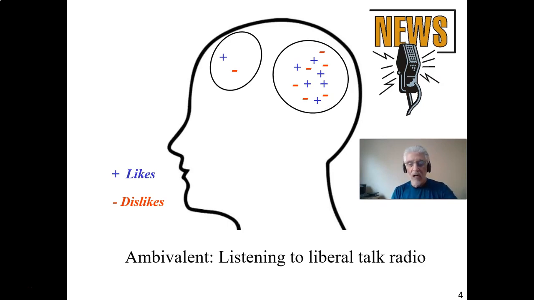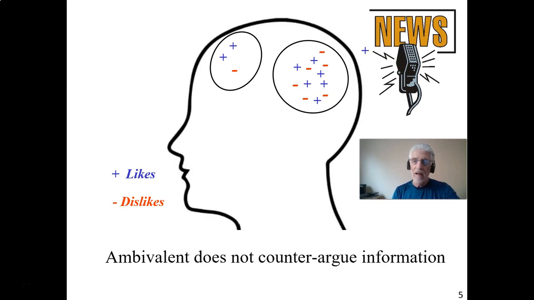So they're driving along, just sort of listening, and ambivalent people don't counter-argue information. So they hear something positive coming out of the microphone. You can see the microphone on the right-hand side. Something positive is being said about the Democratic president, and now where they had one positive and one negative attitude at the top of their head, now they have 2 positive ones. They just heard something about the president that they like. They're like, oh, I didn't know that.